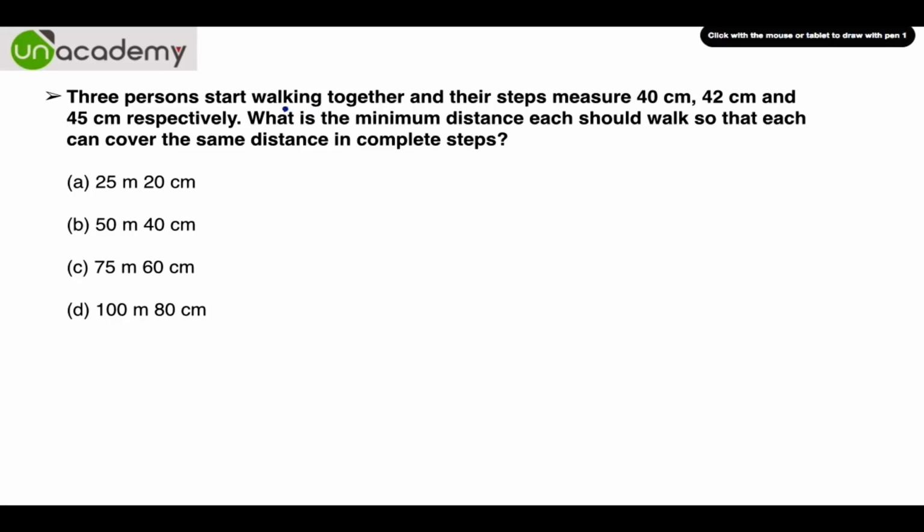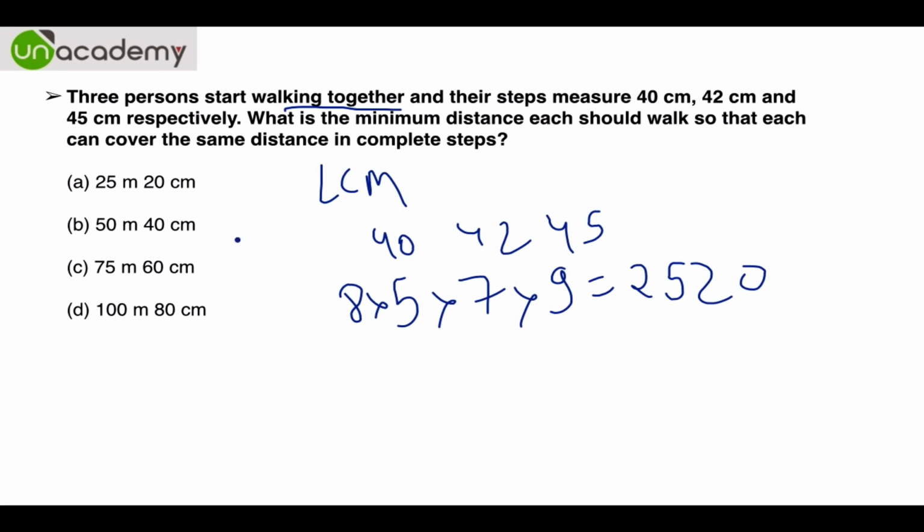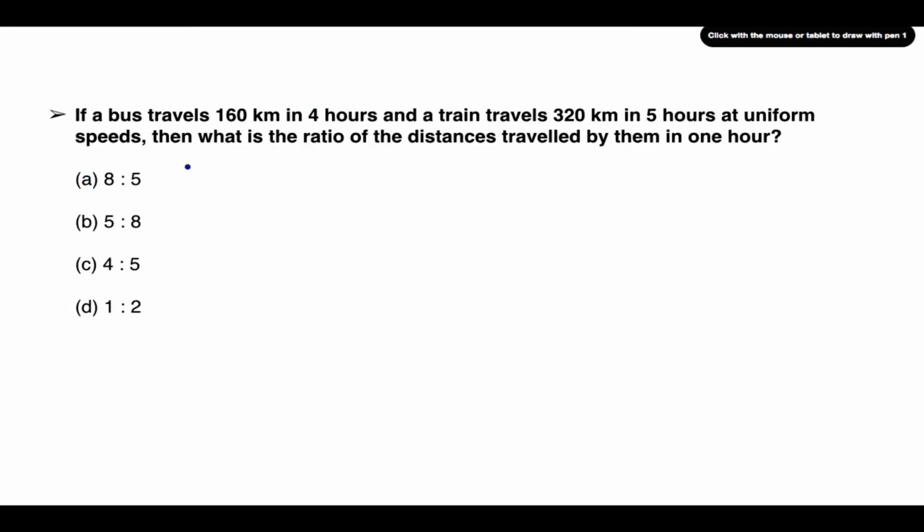So three persons start walking together. If three clocks are ticking, or three persons are walking, or three shots have been fired at different intervals starting from the same point, the next time they'll coincide is the LCM of the three numbers. So 40, 42 and 45. Just take their prime factors. In this case 8 into 5, in this case 7, and this 9 will come. So the answer will be 2520. If you multiply all of them, the answer will be 25 meters 20 centimeters.